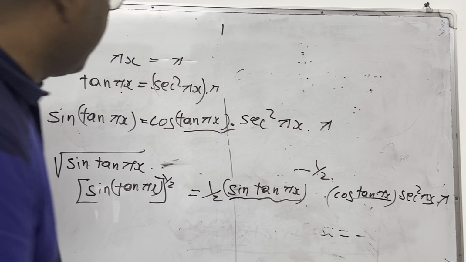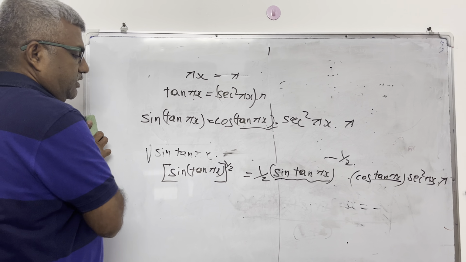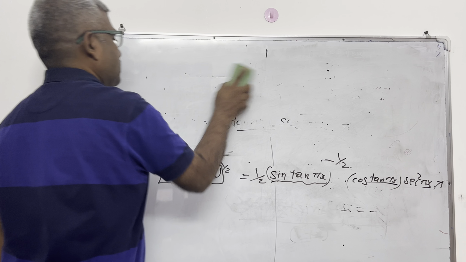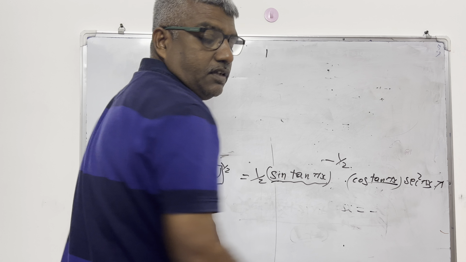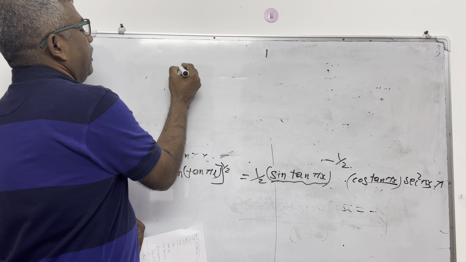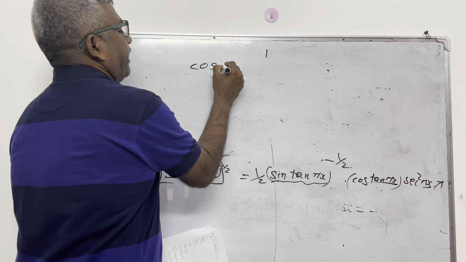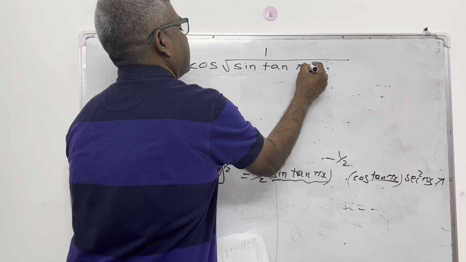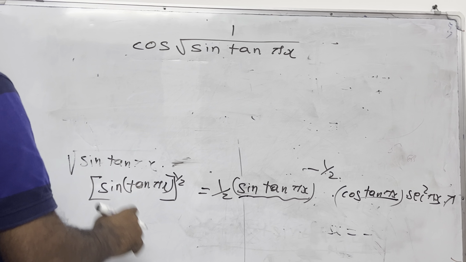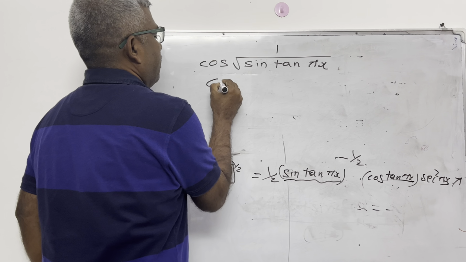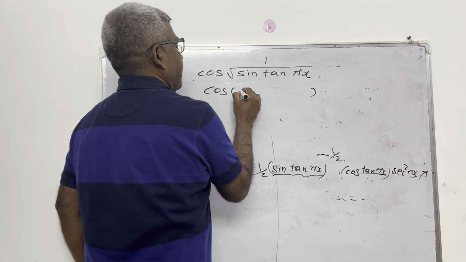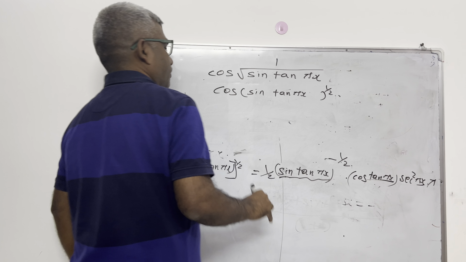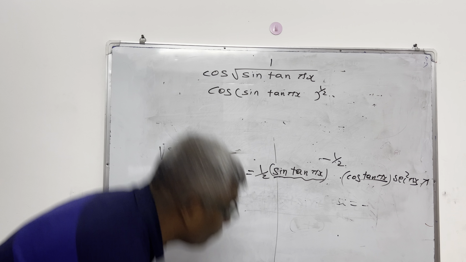Now finally we are coming to the sum. Square root of cos square root of sin tan pi x. Okay. This is nothing but cos of sin tan pi x to the power of half. Okay. Now we are going to differentiate one by one.